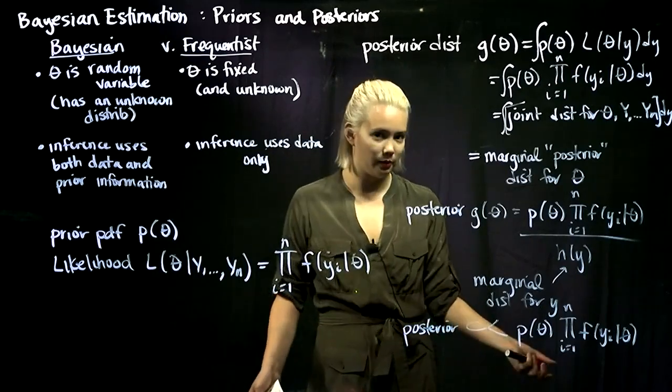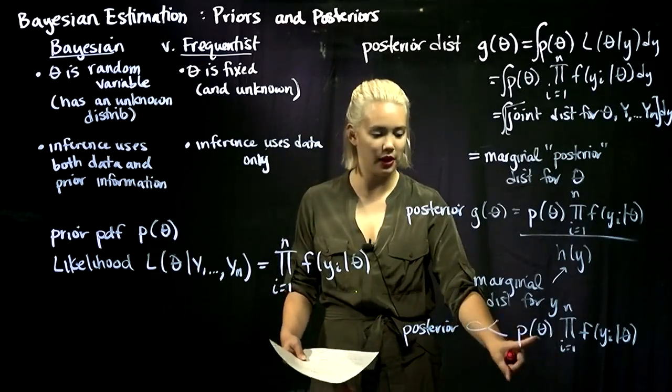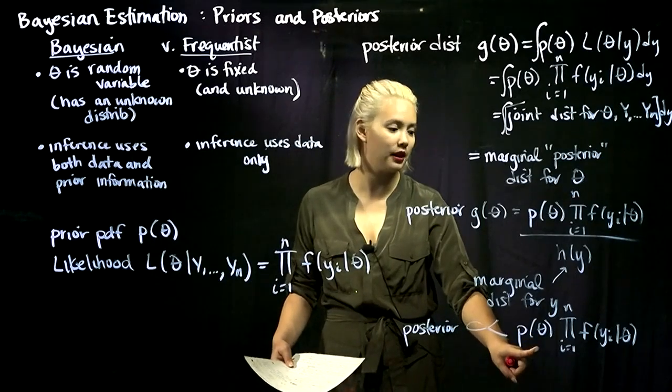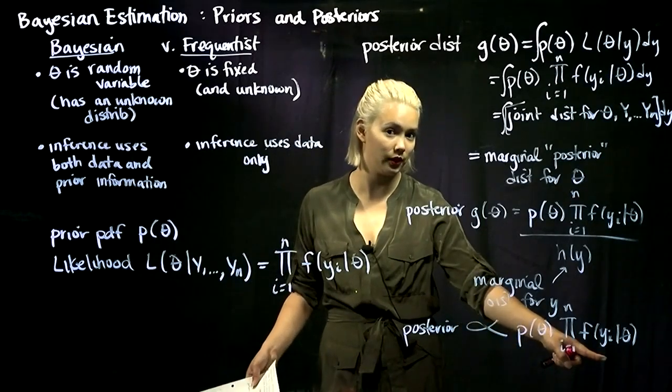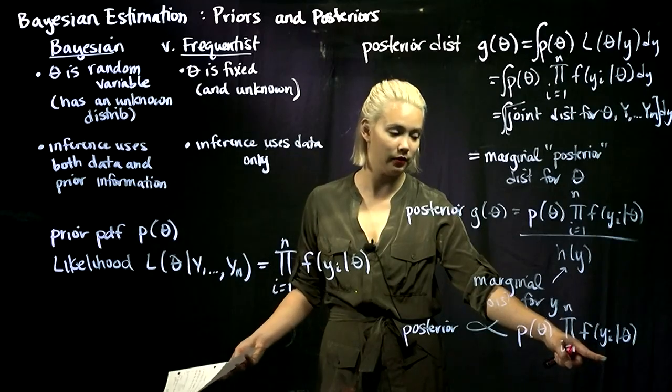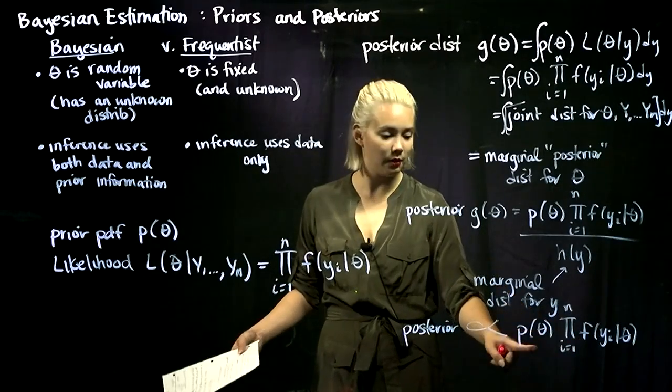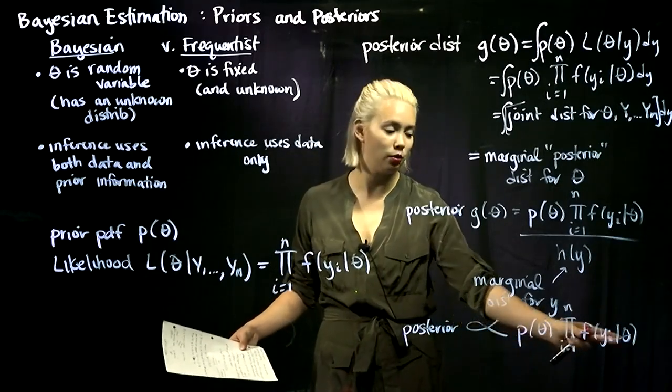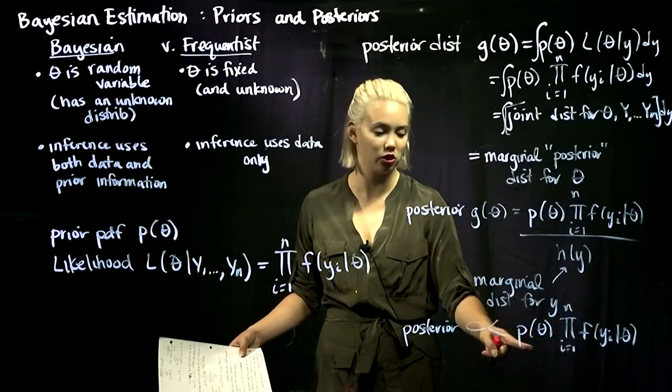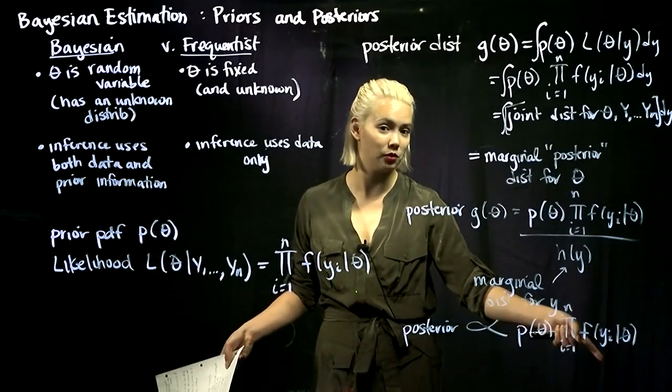You can see some examples in the book. For example, you might choose your prior to be a beta if you have a binomial distribution for the random variables. You might choose a gamma distribution if you have Poisson data. You might choose a normal distribution if you have normally distributed data.